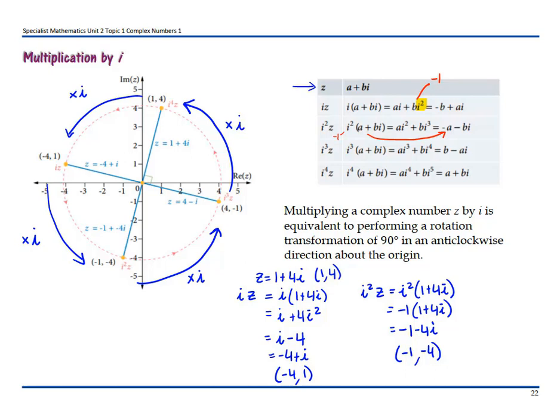So multiplying a complex number z by i is equivalent to performing a rotation transformation of 90 degrees in an anti-clockwise direction about the origin. Okay, I'm moving in an anti-clockwise direction 90 degrees each time.